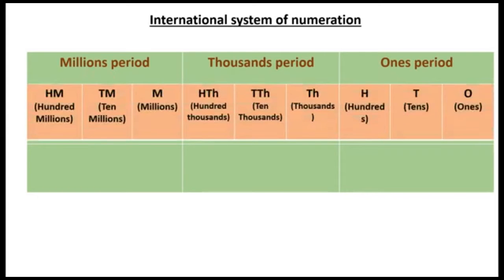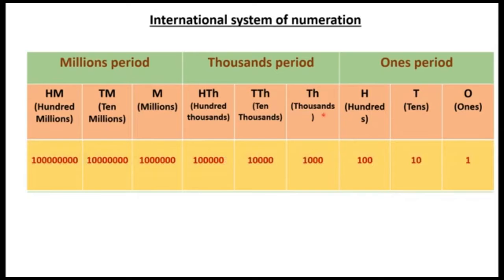And if you see here, each period has three places. Ones period has 3 places: ones, tens, hundreds. Thousands period has 3 places: thousands, 10,000, 100,000. Millions period also has 3 places: millions, 10 millions and 100 millions. So you can see here children, each period is of 3 places.